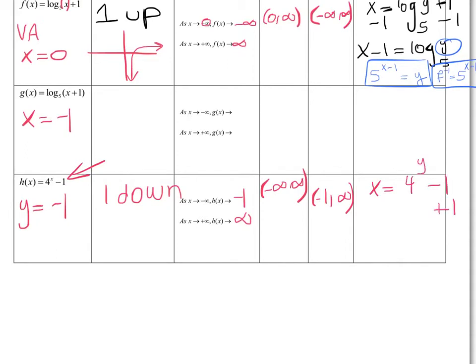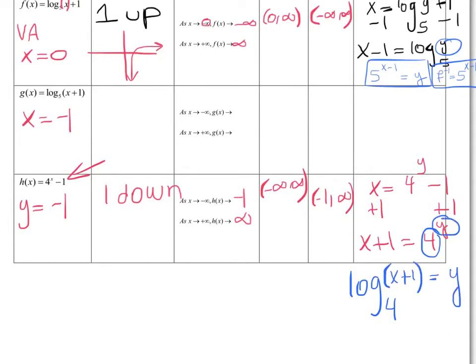You isolate the y, or the one with the exponential, so it will be x plus 1 equals 4 to the power y. Then, after you do that, you have to change this to log. So log of the base, which is 4, and then the argument is x plus 1, is equal to the exponent, which is y, and that would be your inverse equation.